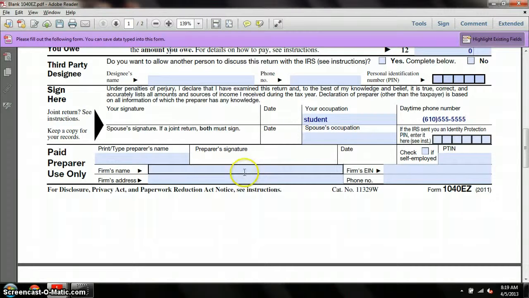The last section here would be paid preparers use only. This would be if you're paying somebody, you know, an accountant, a tax preparer, some type of person, maybe an organization to fill out your tax return for you. They will fill it out for you, and you know, they have to put all of their information in here and sign it and date it.